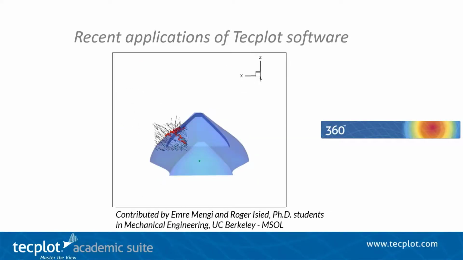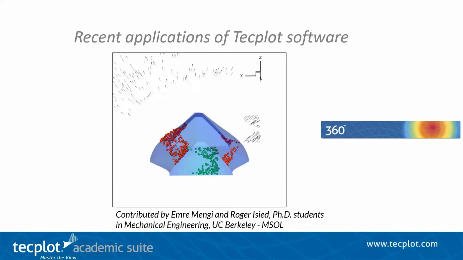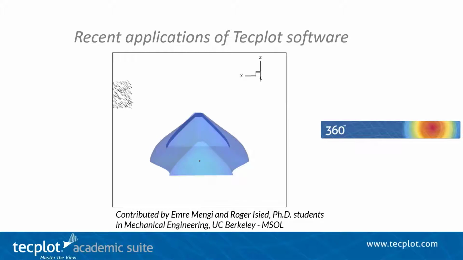And another example, also from the Multiphysics Simulation and Optimization Lab. This animation is from the work of Emery Mengi and Roger Iziad, and is the visualization of a ray tracing simulation of an agro-photovoltaic greenhouse. The purpose of this study was to verify the ray tracing simulation conducted to optimize the geometry and material parameters to design a self-sustaining greenhouse.